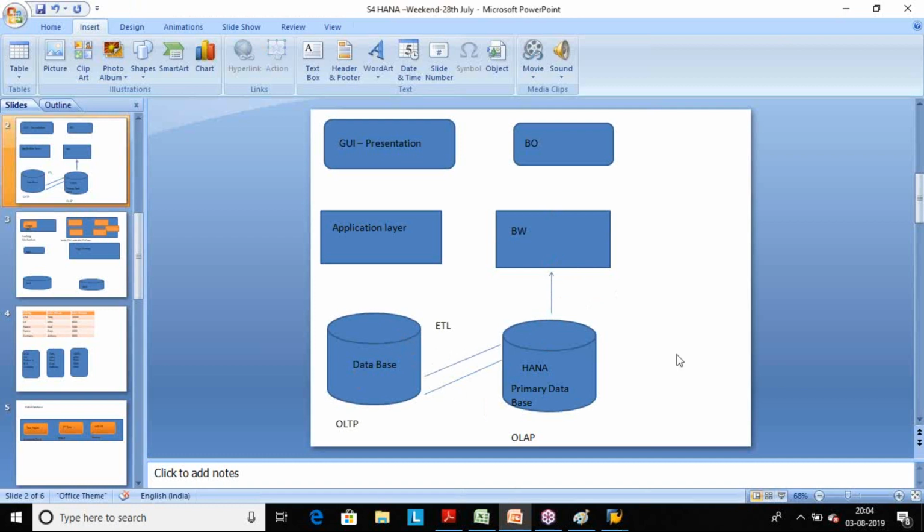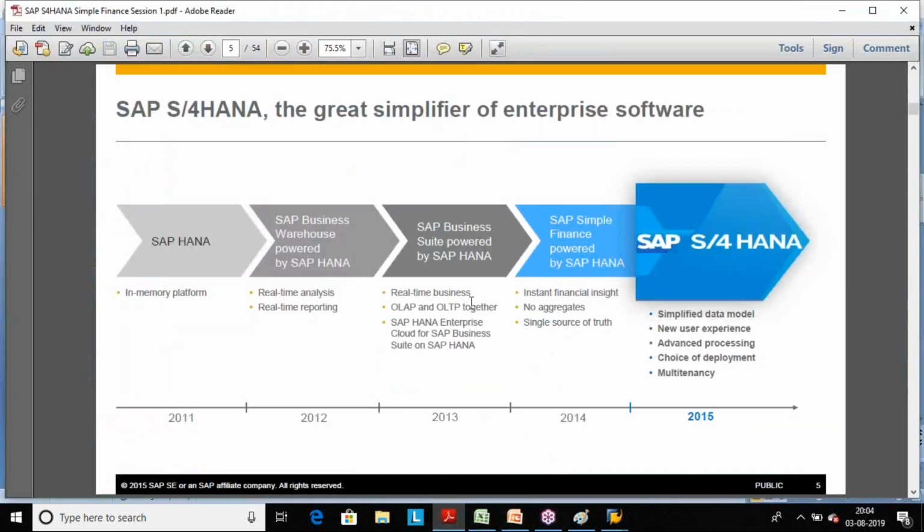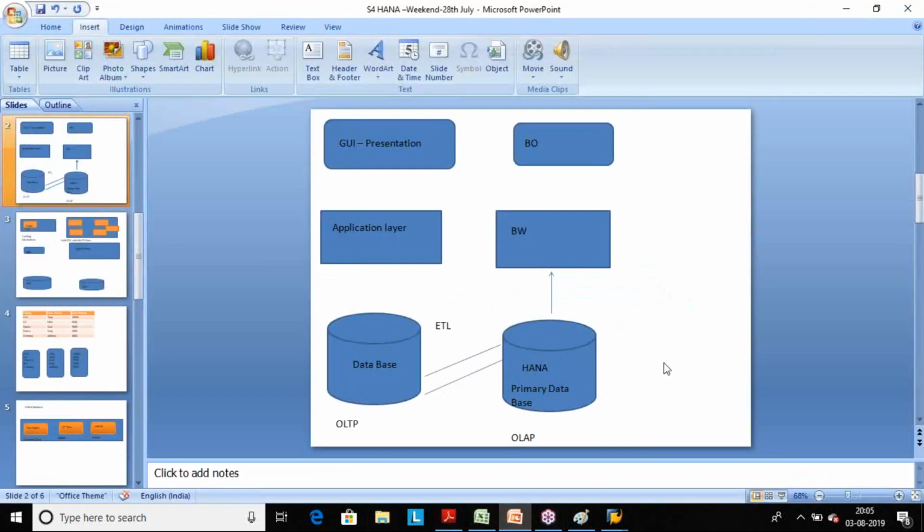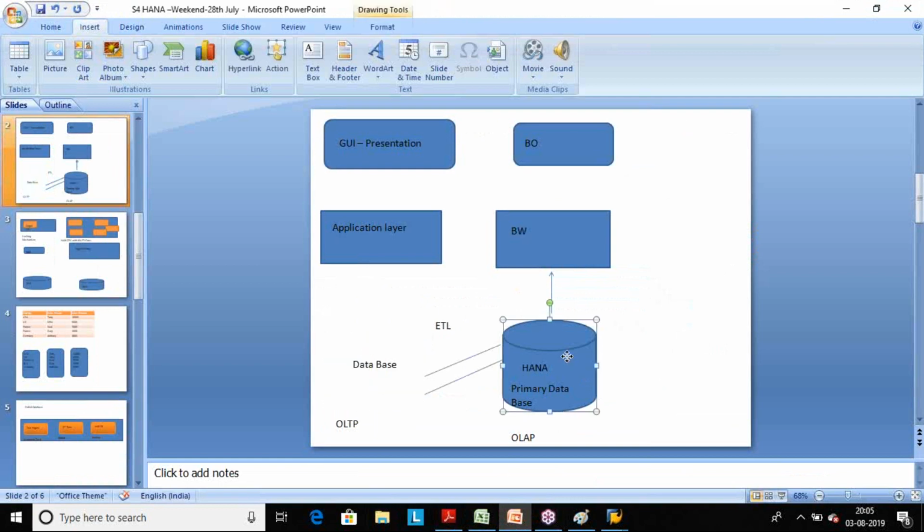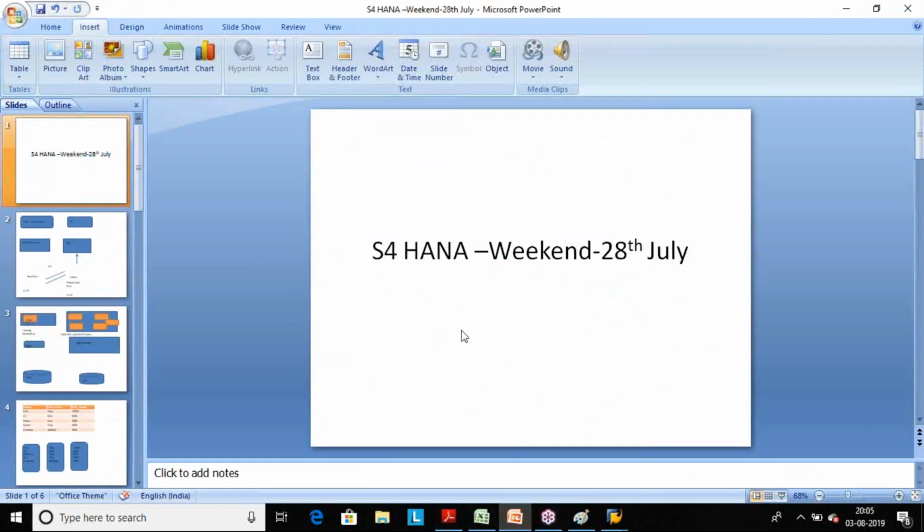So they further revised it, and if you see 2013, a lot of innovations came in 2013. One point is OLAP and OLTP now together. So this is your 2012. In 2013, I can remove this one. I can remove this one.